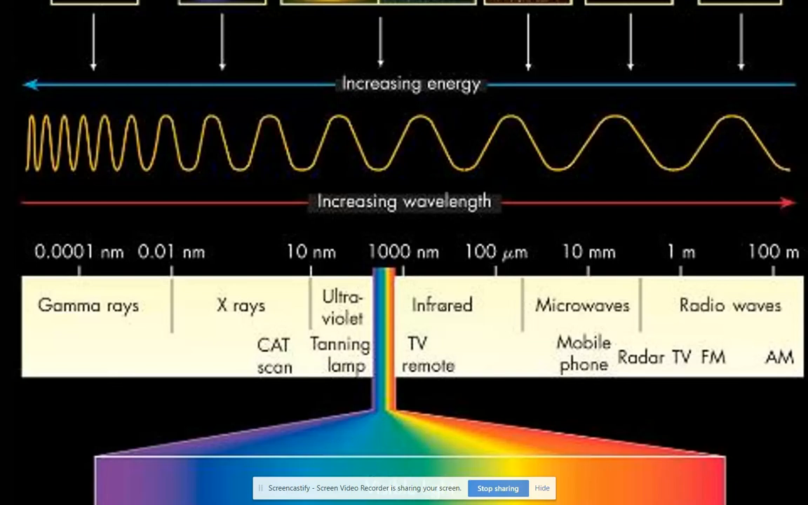Then we get into infrared, and notice it shows TV remote. Yes, your TV remote uses infrared radiation. That's the same reason the CAT scan is shown, something common. But X-rays, don't you still get X-rays all the time?